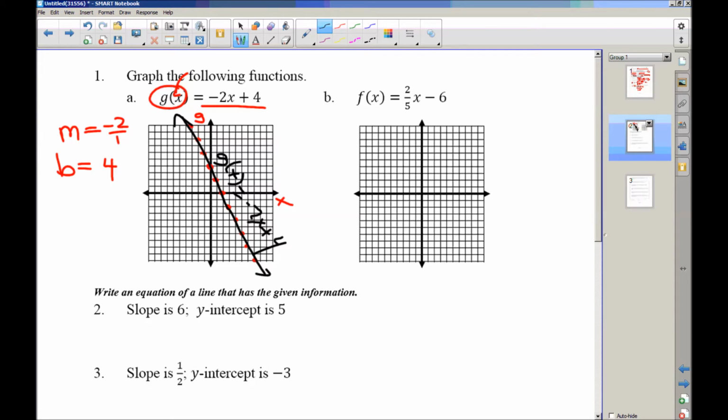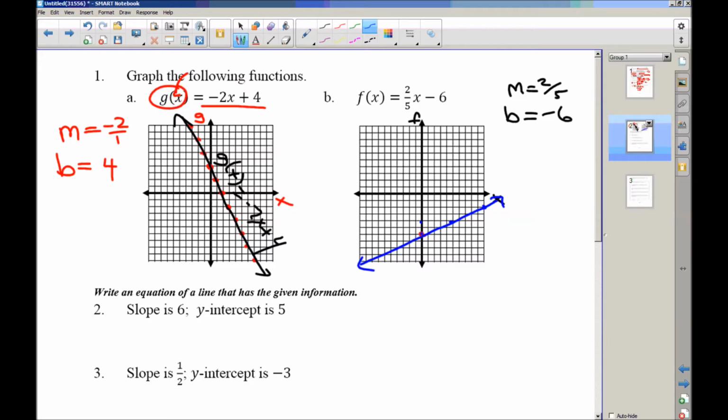All right, part B, same kind of thing. This time the input is x and the output is f. Our slope is 2/5, and our f-intercept is negative 6. So I take the negative 6 and plot it on my grid. Then we use a slope of 2/5. From the negative 6, I go up 2 and right 5, and then up 2 and right 5.